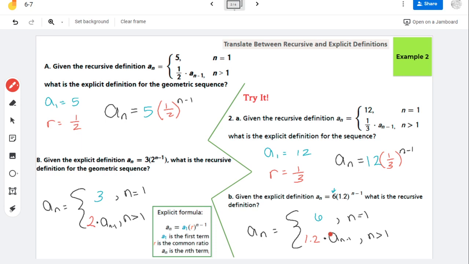So there we have it, guys. That's translating between recursive and explicit definitions.